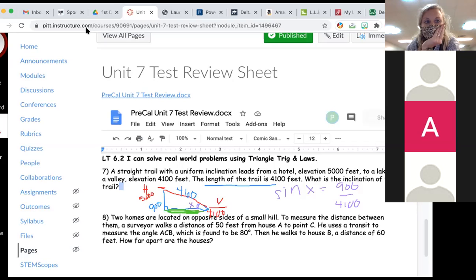All right, what questions do we have on 7? So when you do the sine inverse of 900 over 4,100, I got, sorry y'all, I'm moving. I don't want y'all to have any background noise. I got, when I did the sine inverse of 900 over 4,100, 12.68 degrees.